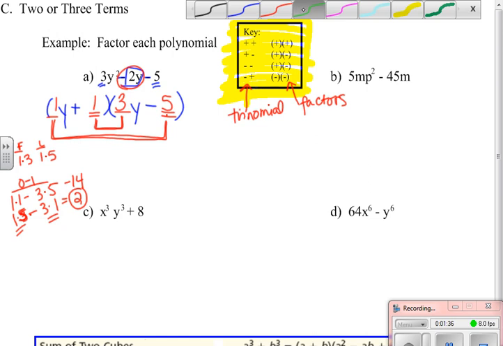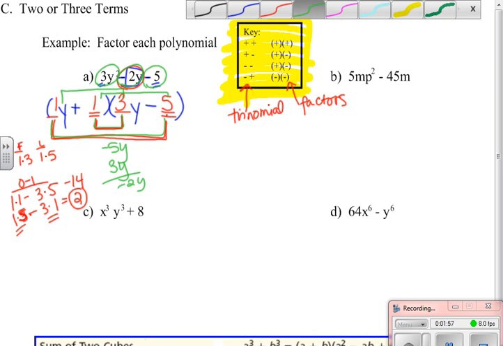So let's check our outside terms, negative 5y, our inside terms, 3y, negative 2y. That's what I want right here. Check your first two terms, y times 3y, 3y squared. Check your last terms, 1 times negative 5, negative 5.